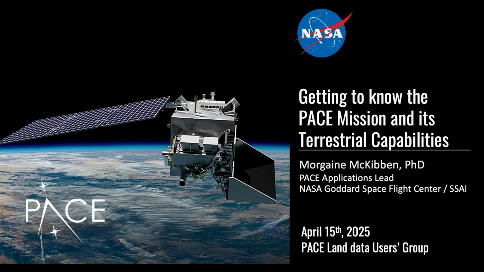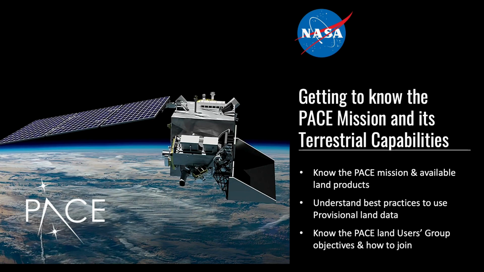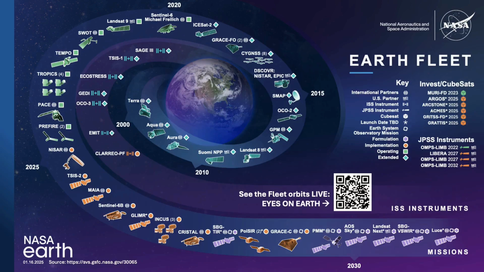So let's go ahead and dive in. My name is Morgaine McKibben. I lead the applications program for the PACE mission. And today I'm going to go over the PACE mission and tell you which land products are available. I'm also going to tell you some best practices for using the provisional land data and let you know how to join our group and what our objectives are.